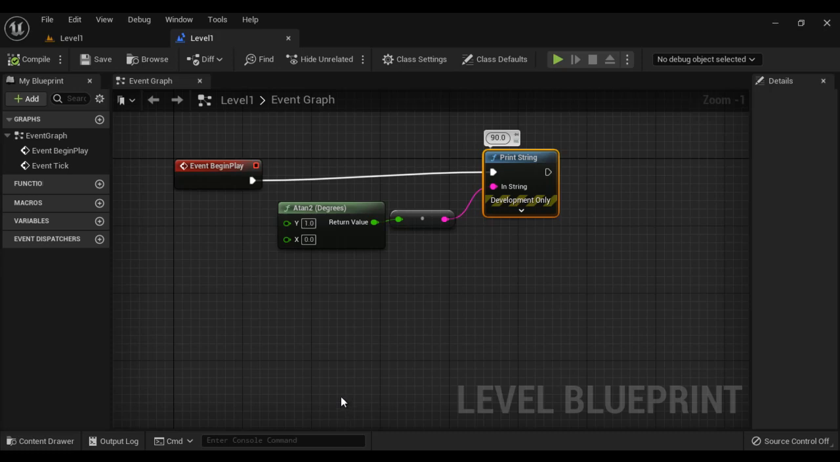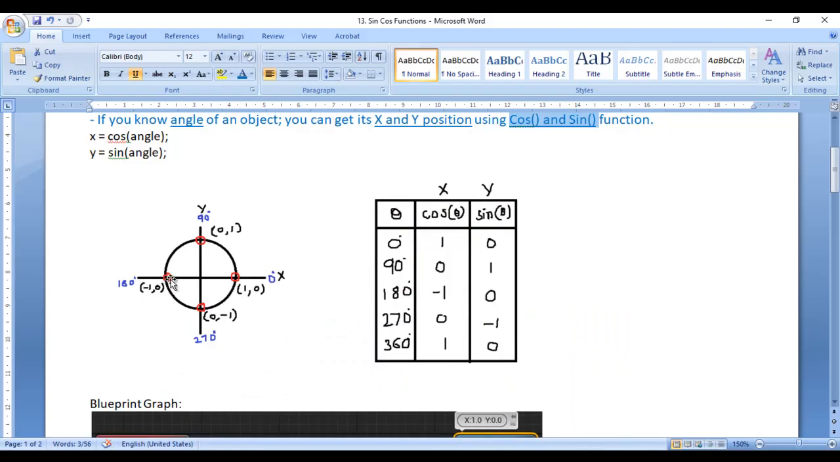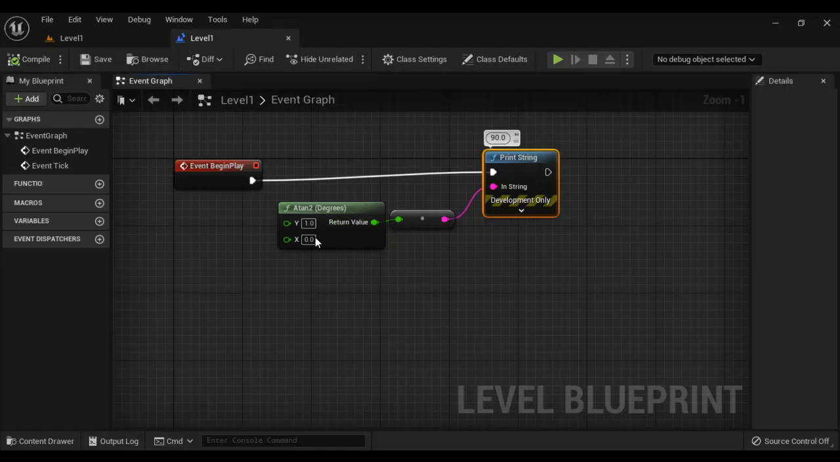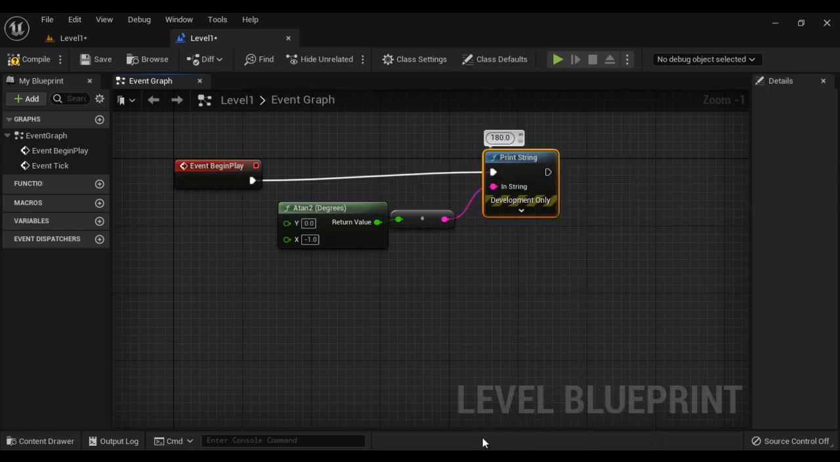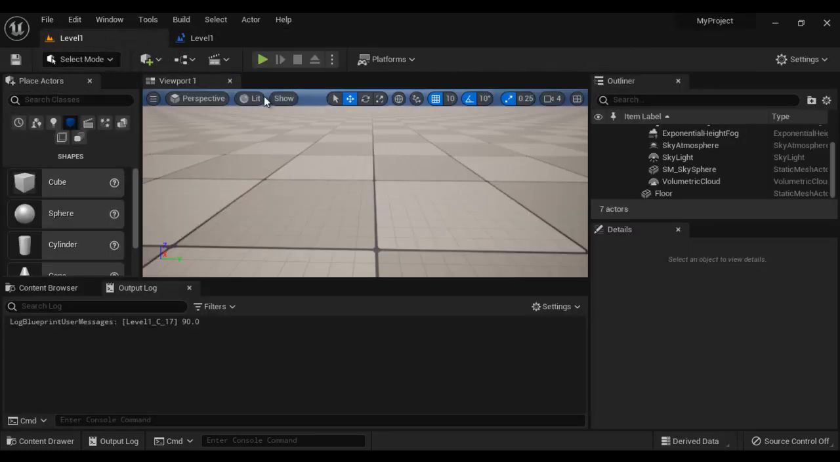In the same way, if the object is in this place, its x position is minus 1, y position is 0. Definitely we will get here 180 degree returned, guys. Compile, save, come to level 1 and play. It has returned 180 degree.